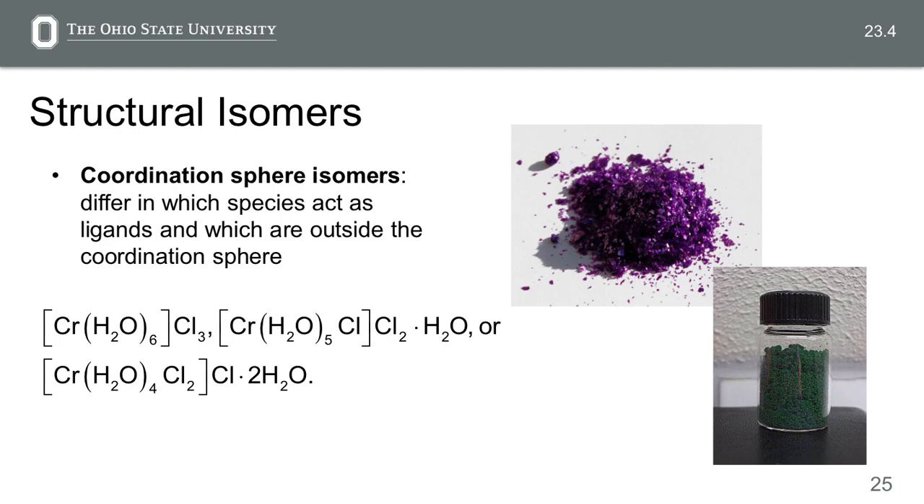So again, overall, that whole formula is the same for each of those complexes, but what is bonded to the coordination sphere, which is what is bonded to the central metal atom, is different. So coordination sphere isomers differ in which species act as ligands, those are inside the coordination sphere, and which are outside the coordination sphere. Okay. How's that one? That one okay? That type of isomer?